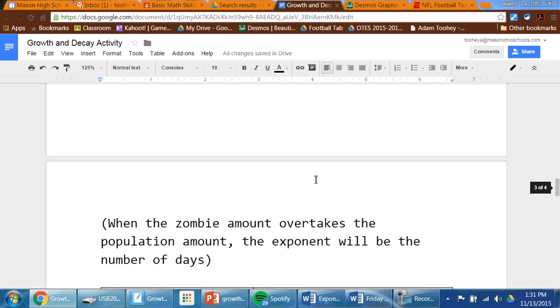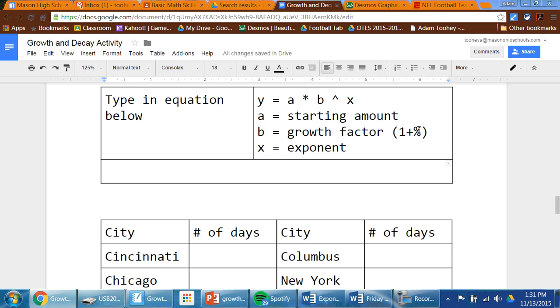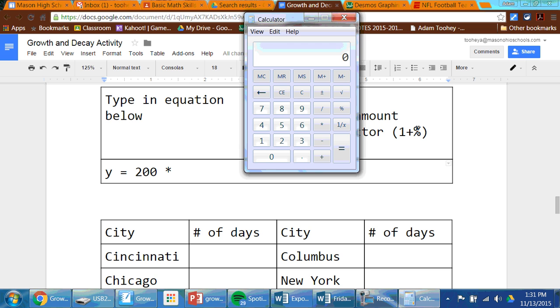Well, in order to turn that into my growth factor, I've got to change it. I've got to do 1 plus that percent. So I know it's going to be y equals A, which is 200, times whatever my B value is. Now, for my B value, it says 1 plus the percent. Well, my percent of 15, I need to change that to a decimal. Most calculators, when you hit 15%, will change it to a decimal. Another way to do it is to move the decimal 2 to the left or divide it by 100. If I divide it by 100 or move the decimal, I get 0.15 as my decimal.